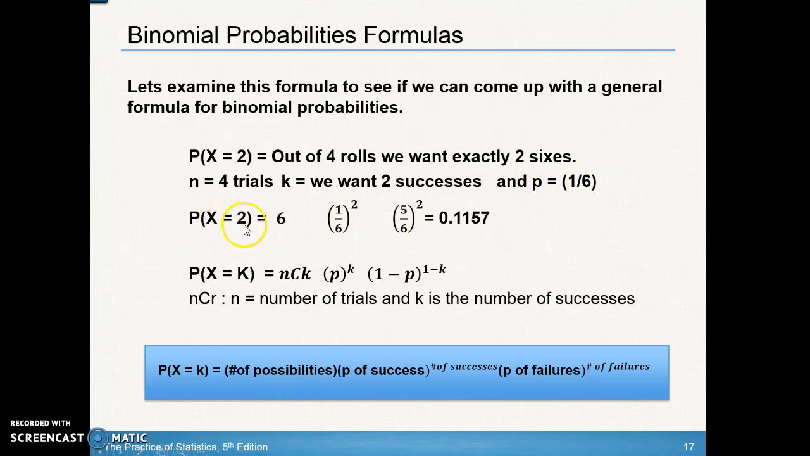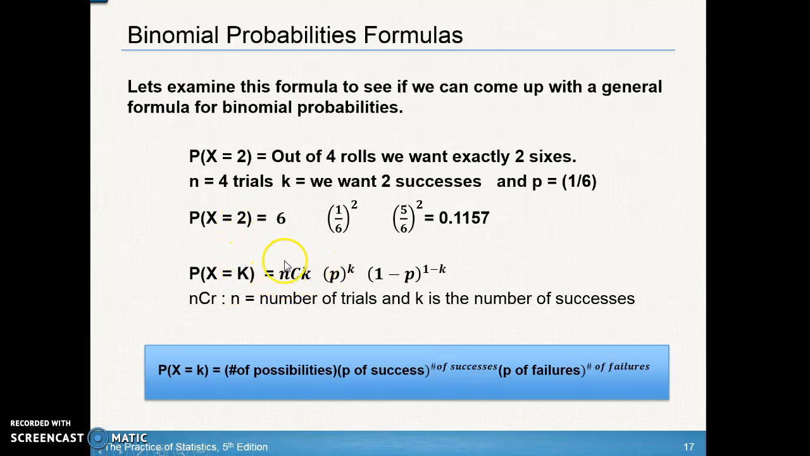All right, so for the probability that x is equal to 2, there were 6 different ways that we can get 2 successes. The probability of success is 1 out of 6 to the second. The probability of failure is 5 out of 6 to the second. That gives us our answer. Now, notice this says the probability x is equal to k. So this is saying the probability that x is equal to the number of successes. In this case, it's 2.